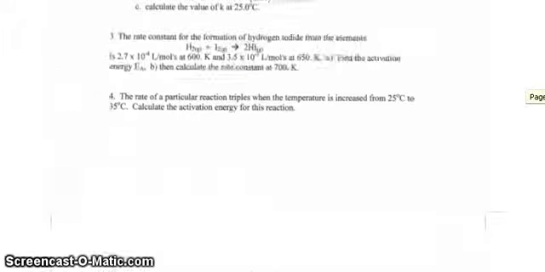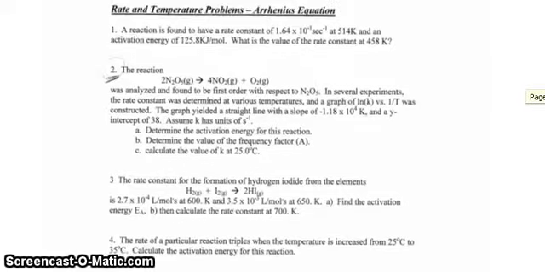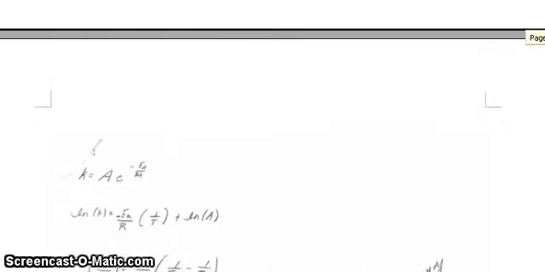If we look back at the example problems that I gave us in class, this first example tells us a reaction has this rate constant at this temperature and an activation energy of this. It's then asking what is the value of a rate constant at a new temperature. So we're going to use that third form of the equation, and there's my work there.